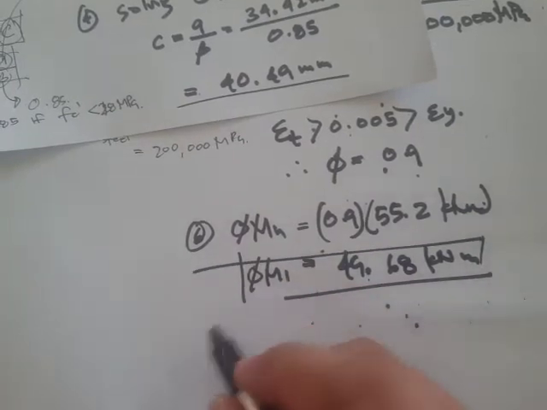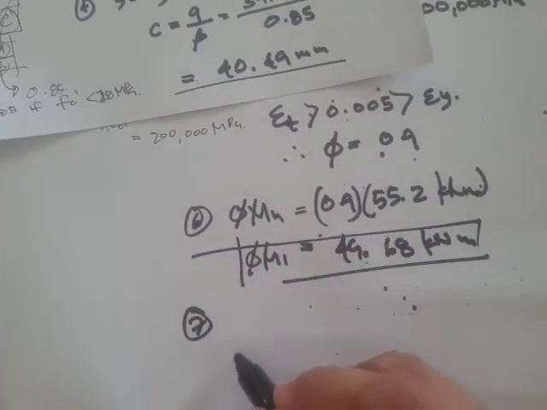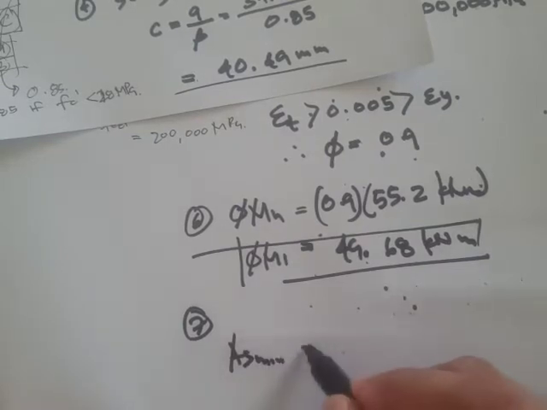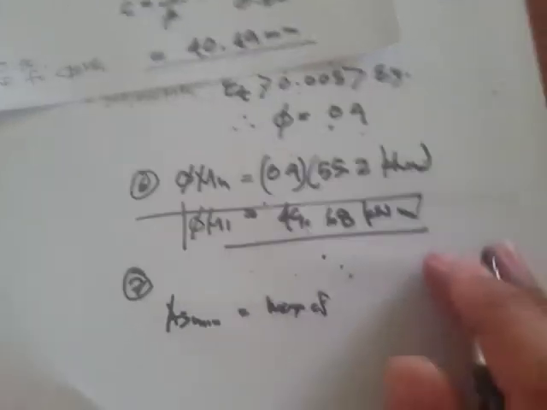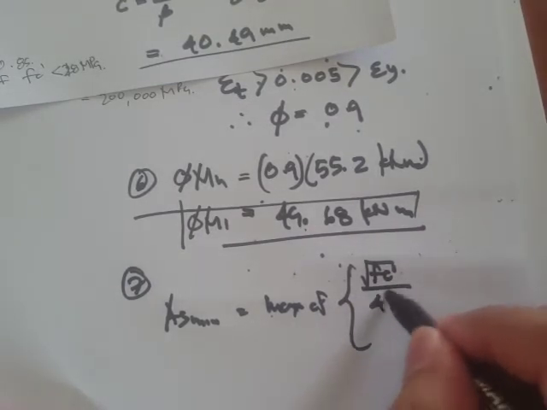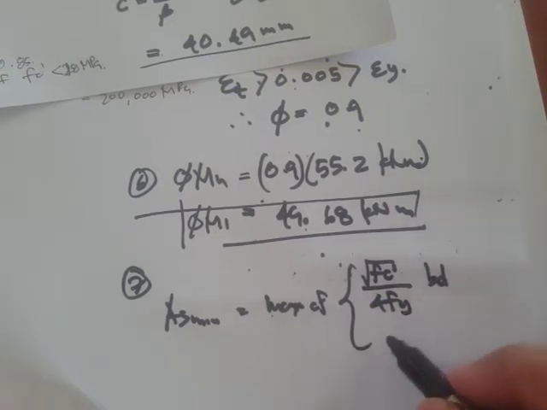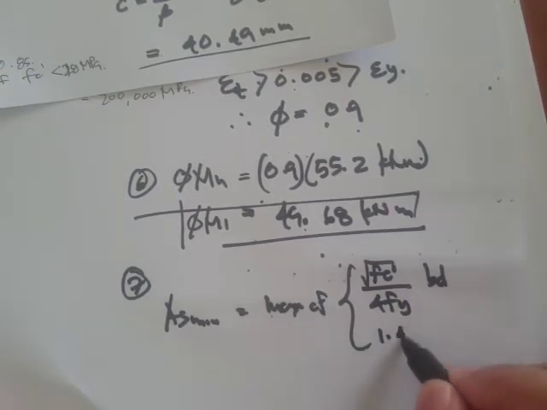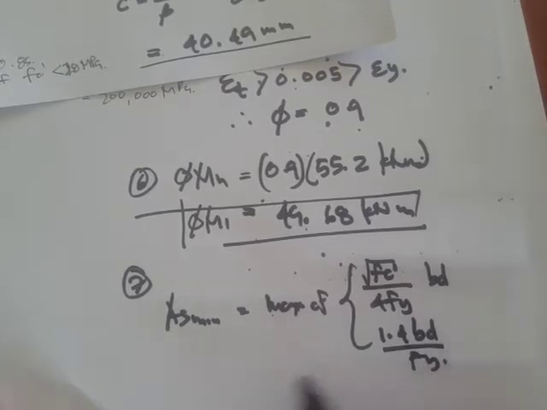Now we have to check the area. For the area, As min would be the maximum of two conditions. We have the square root of f'c over 4Fy times b d, and another criterion is 1.4 b d all over Fy. If we solve the first condition, we get a value of 393.68 mm squared, and for the second condition we have a value of 481 mm squared.